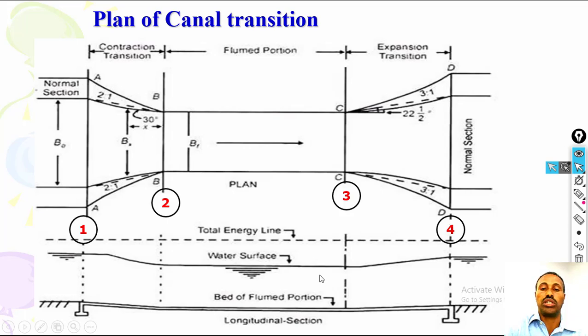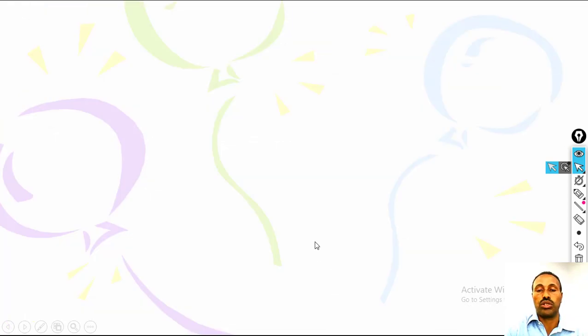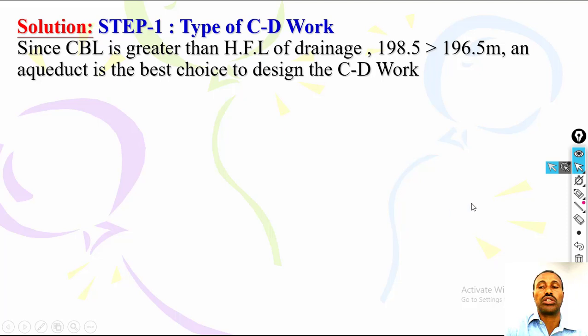So now let's start the solution. So the first step is step one. Step one will be the type of CD work. Since the canal bed level is greater than the HFL of drainage, which is 198.5, which is much higher than the high flood level of drainage, which is 196.5, an aqueduct is the best choice to design the cross drainage work. So this is the first step.